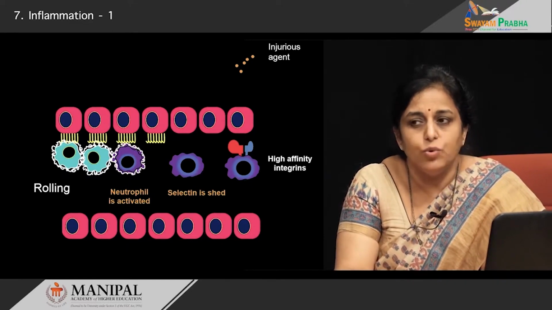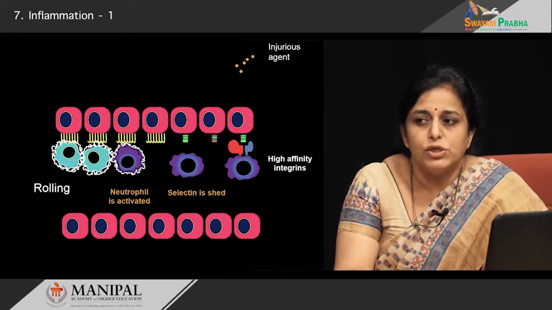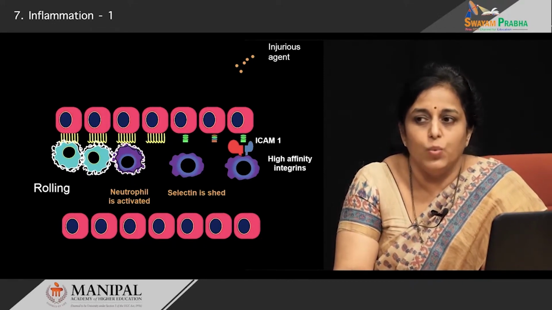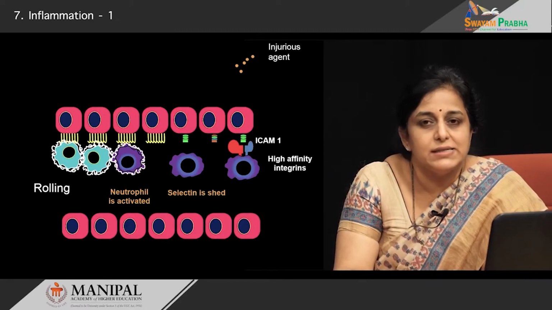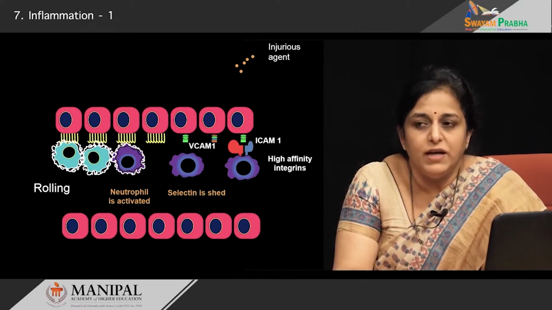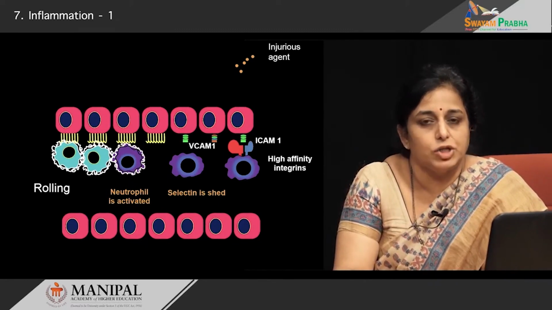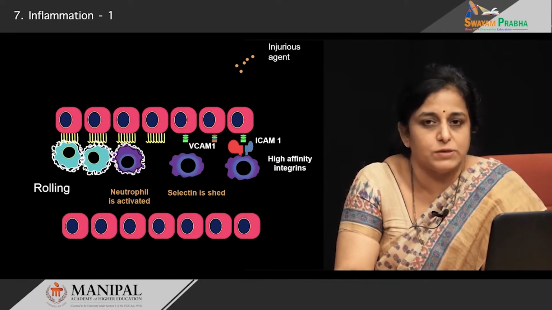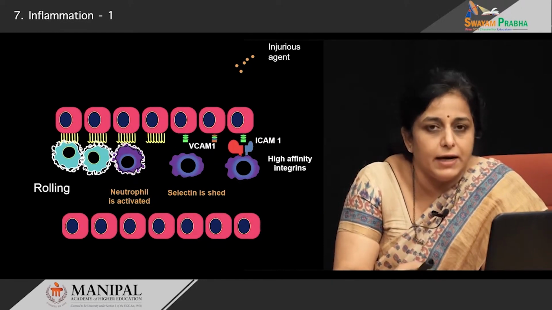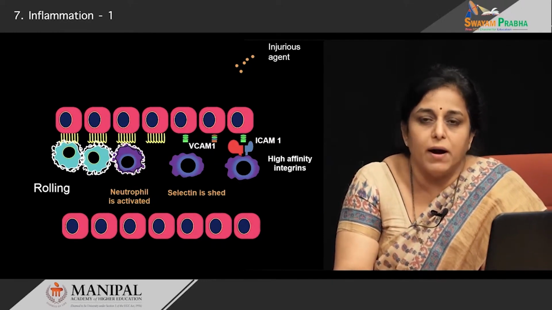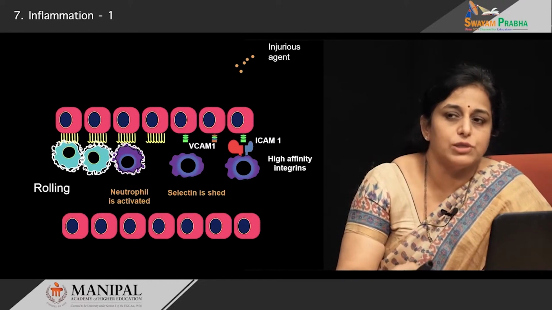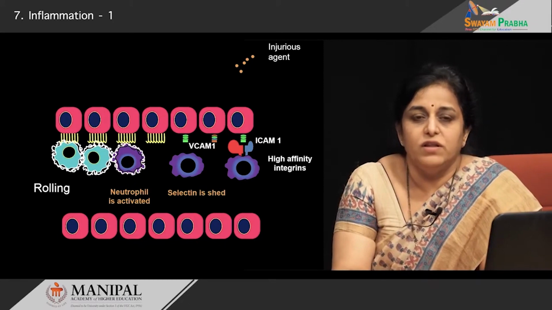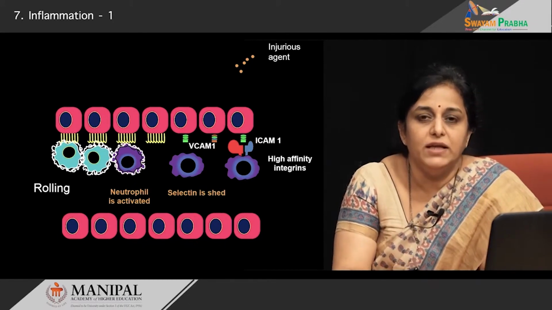So, you can see that the leukocytes have integrins now, which also have complementary adhesion molecules on the endothelial cells, which are ICAM, which is intercellular adhesion molecule, and VCAM, which is vascular adhesion molecule. So, we see here that the integrins which are now expressed on the leukocytes, as they are getting more and more activated, are binding to complementary adhesion molecules on the endothelial cells, which are ICAM and VCAM. So this brings about a firm adhesion between these two cells.